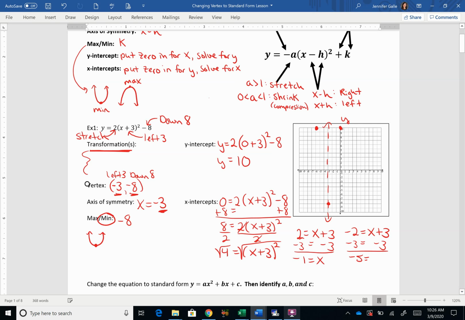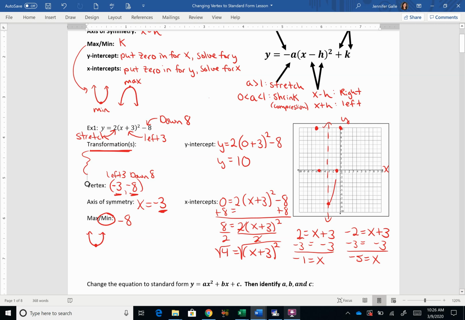Typically, you're going to have 2 x-intercepts. Sometimes you don't have any, sometimes you only have 1. But most times when you solve, you're going to have 2. And these go on the x-axis. So x at negative 1 is here, and x at negative 5 is right here.